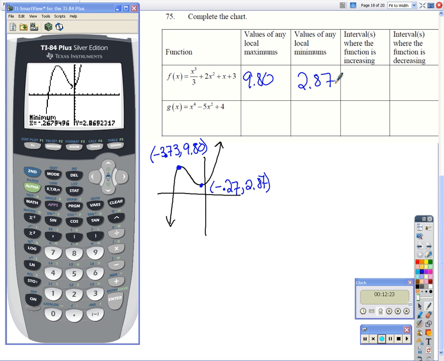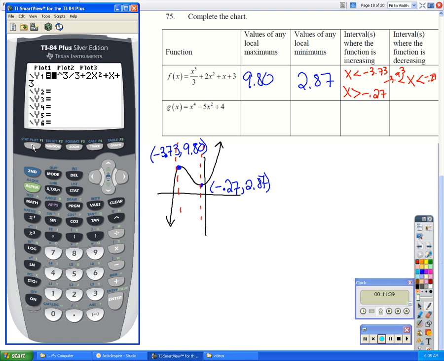And now for increasing and decreasing, pretend like I'm walking on the graph. And as I walk here, I'm increasing. So that is when x is less than negative 3.73. Well, then I'm decreasing in between. So that's when x is less than negative 0.27 and x is greater than negative 3.73. And then we're increasing again as we go on the last piece, and that's when x is greater than negative 0.27.